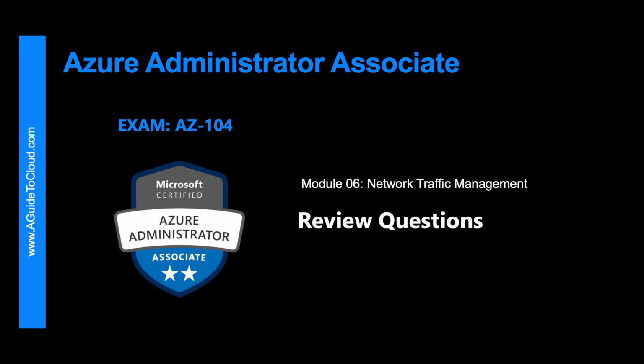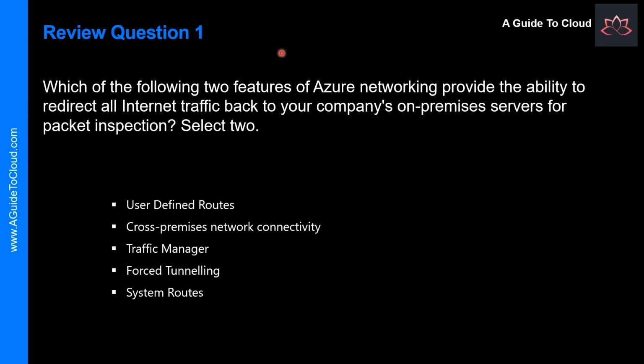In this section, we are going to go through the Network Traffic Management Review questions, which is Module 6. Let's look at question number 1. Which of the following two features of Azure networking provide the ability to redirect all internet traffic back to your company's on-premises server for packet inspection? We need to select two answers, which is going to complete the whole solution. So what are these two features in Azure networking which can provide you this functionality?